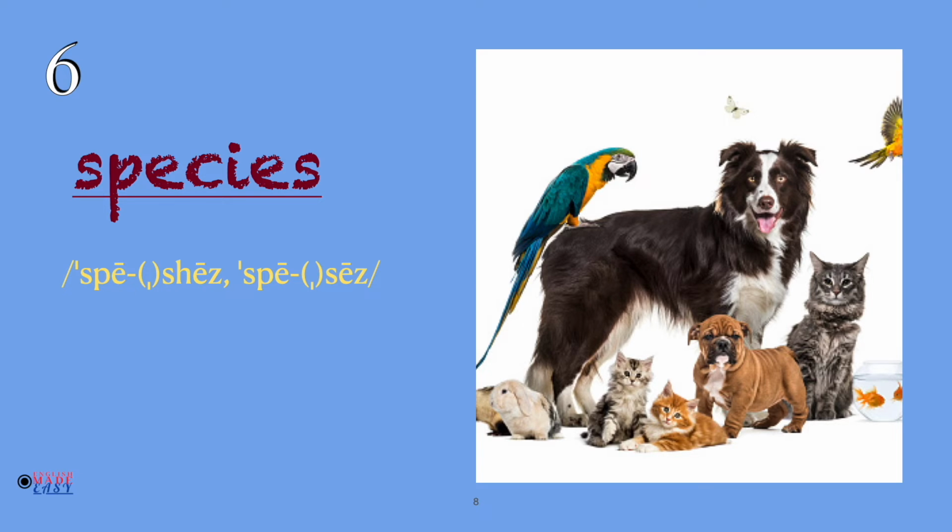And it's very important to note that the spelling and pronunciation for this word is applicable for both its singular and plural forms. So the correct way of saying this word is either species or species.